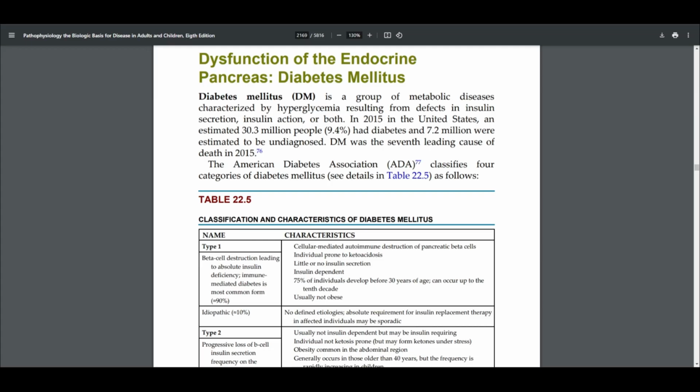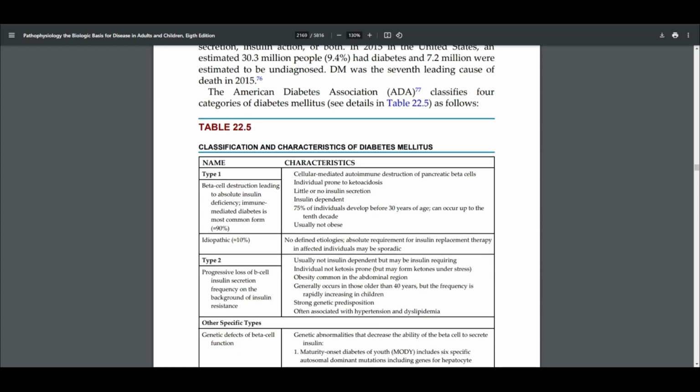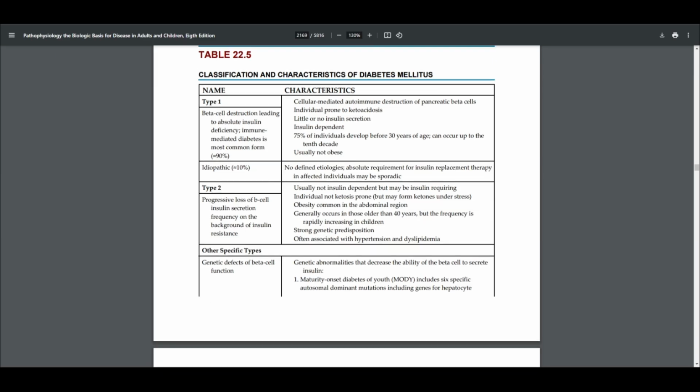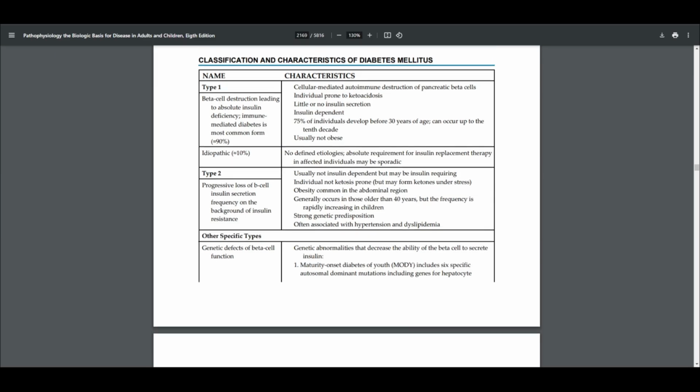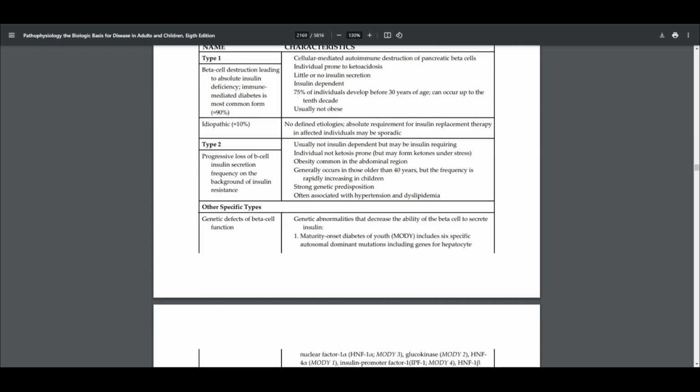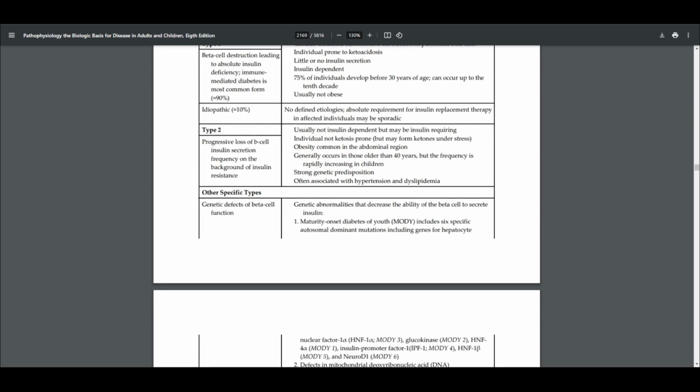Oh, now there's four. So, the classification and characteristics of diabetes. I'll leave that up for a moment. You can always pause the video.